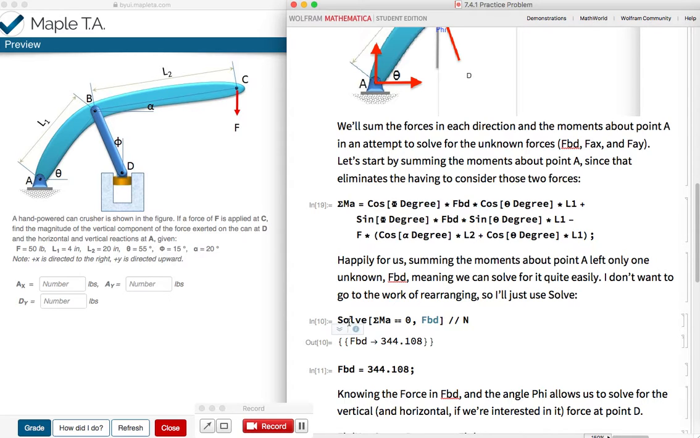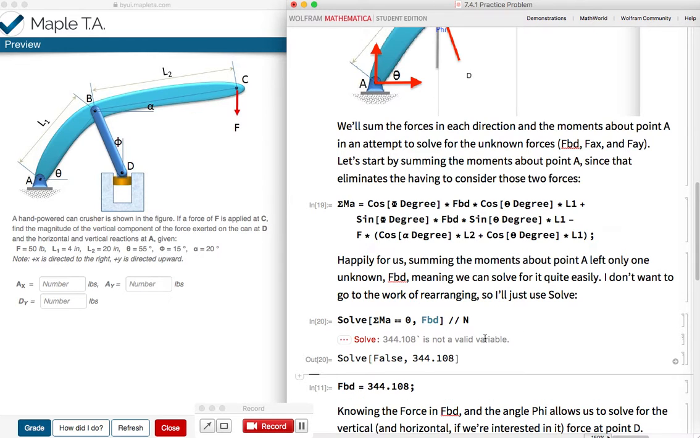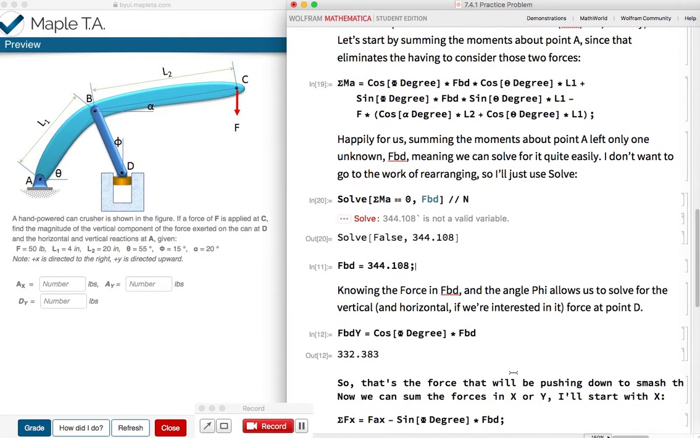We can use our Solve command in Mathematica and say solve for the sum of the moments about A, what we called this whole thing up here, set it equal to, with a double equal sign, 0, and then solve for FBD and give it to us in a nice simple format with //N. But anyway, it comes out to be 344.108. And so then I can set that as a variable. I can say FBD equals 344.108.